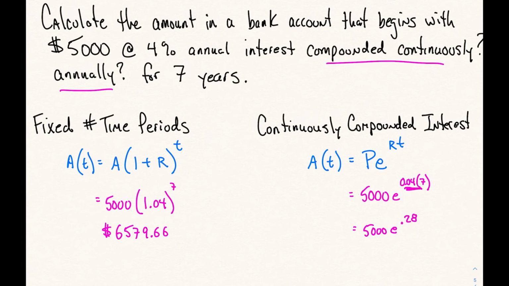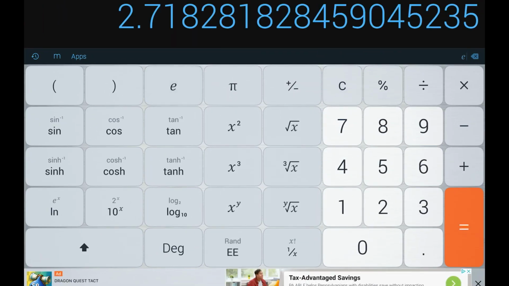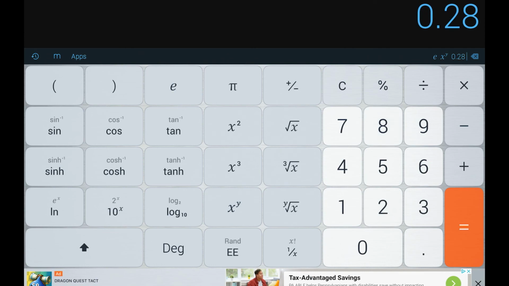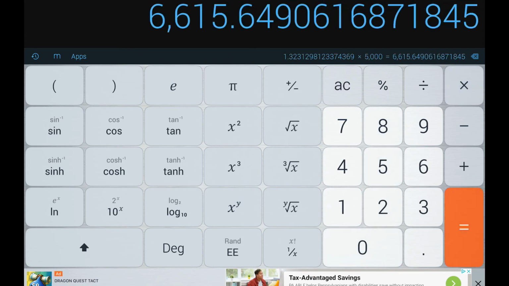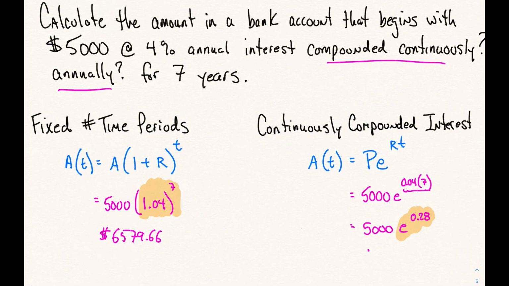Now the way this works, this is key. The thing that's being taken to the exponent is the e, is Euler's constant. So I have to do that part first, and then I'm going to multiply by 5,000. That's kind of key. So that would be a common spot for a mistake as well. So e to the 0.28 times 5,000. So over here on my calculator, Euler's constant to the 0.28 times 5,000, and I get 6,615.66.